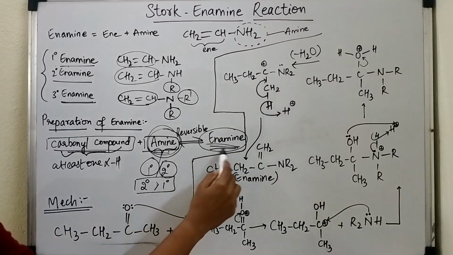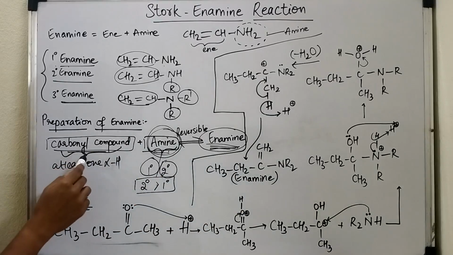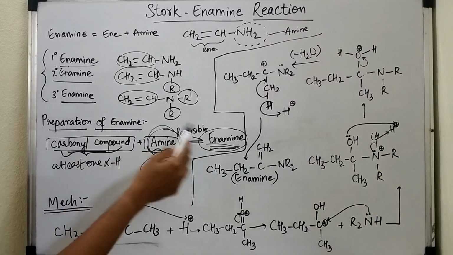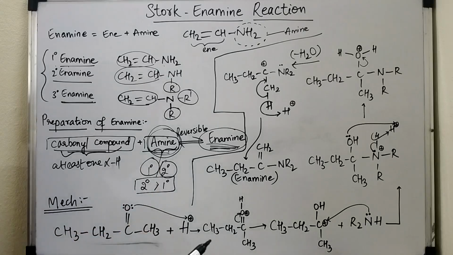Now this enamine can give us carbonyl compound as well as amine. Hence this reaction is a reversible reaction. Now we will see the mechanism. First we will take carbonyl compound which is reacting with one acidic hydrogen.